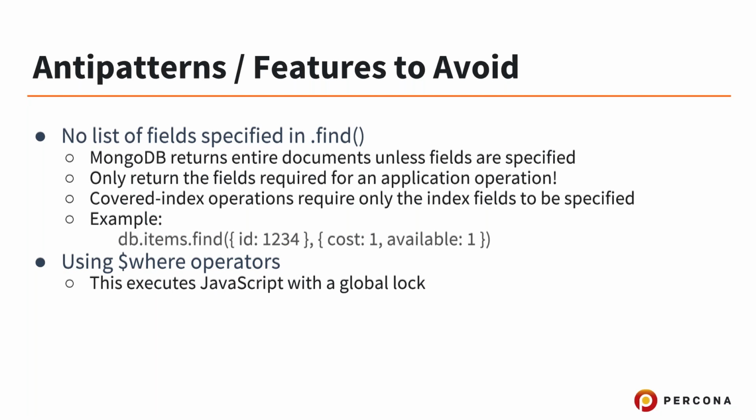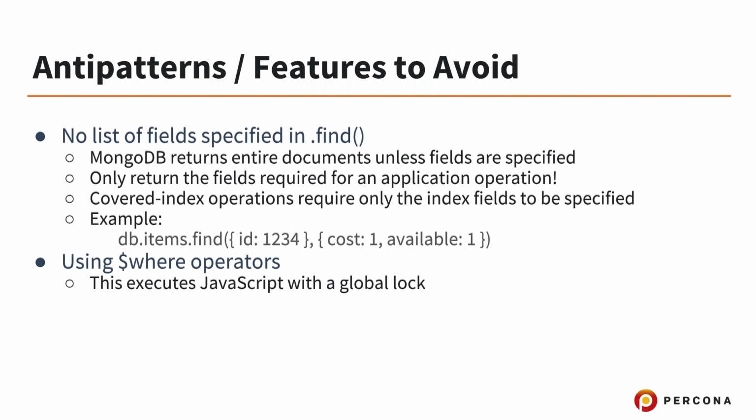Some anti-patterns that I see a lot in applications, this is a good slide to think about, is not specifying a list of fields in a find. So Mongo, just like MySQL, if you do select star in MySQL, you're going to get every column on a row.